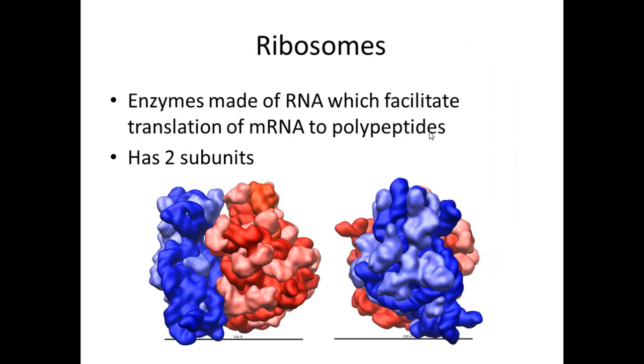Ribosomes are actually made of RNA as well. They're made of a ribosomal RNA, or rRNA. It has two subunits. You kind of see them illustrated in this figure. We have a red, which is a larger subunit, and a blue, smaller subunit. They act together with a messenger RNA and transfer RNA to make proteins in a process called translation.